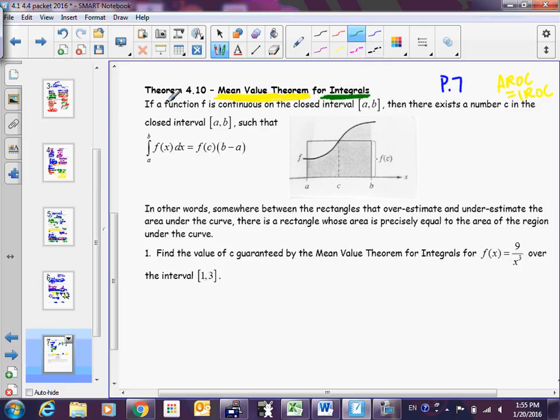All right, so we've got our conditions, continuous, closed interval, that's all the same stuff. There exists a number c in a closed interval. Okay, that sounds familiar. And then I get this equation right here. Okay, I want to skip to the picture, then we'll come back over here. How did we estimate, well, let me back up. Sorry. What does that right there mean?